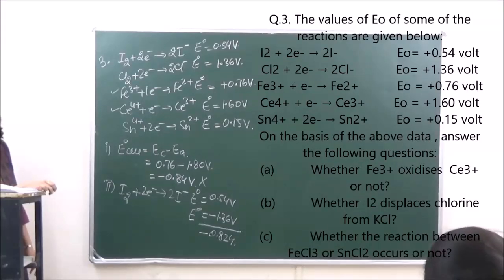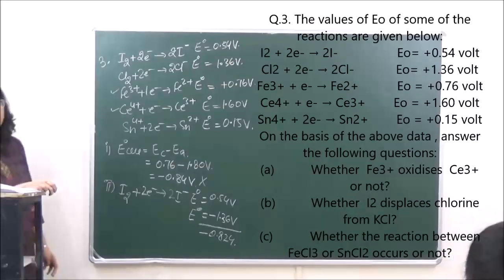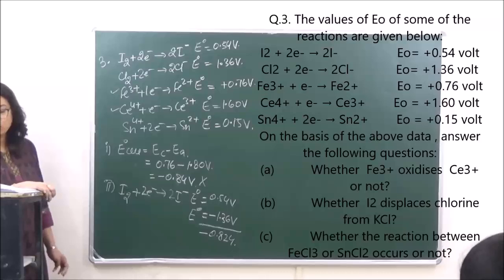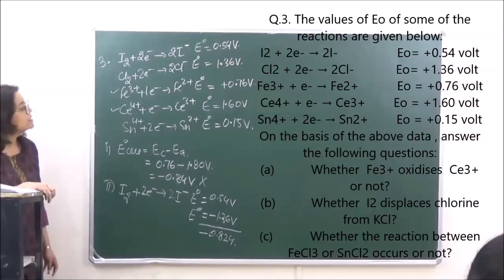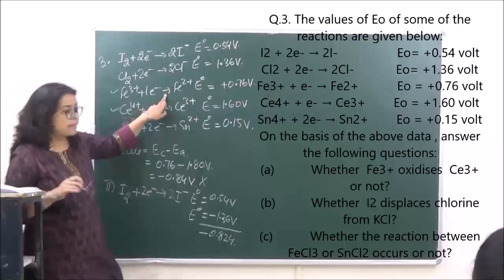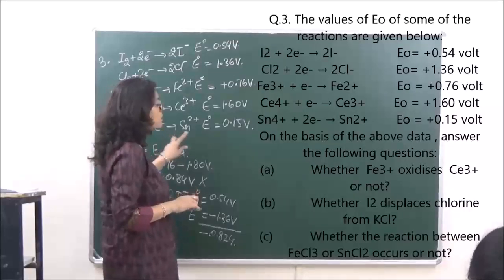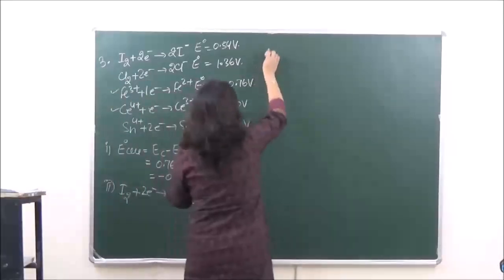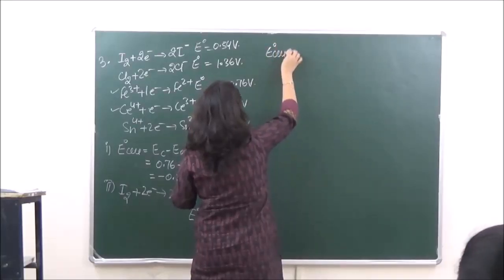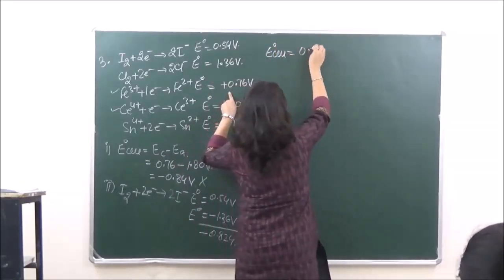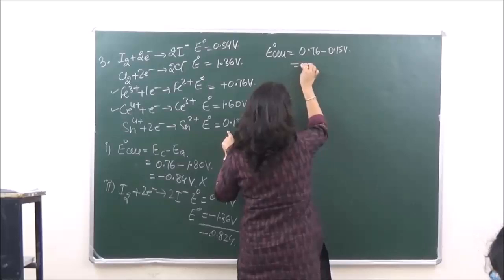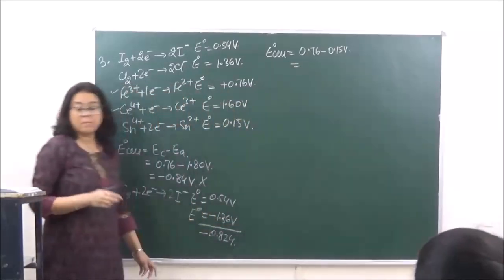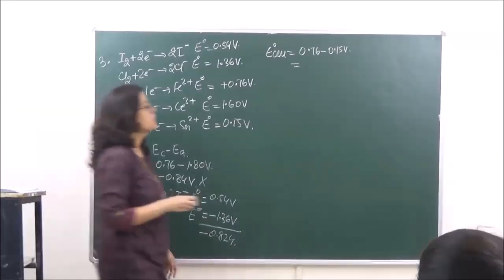Then the last one is whether the reaction between FeCl3 and SnCl2 occurs or not. Now when we are talking of Fe3+, the value of Fe3+ given to us is 0.76. And the value of Sn given to us is 0.15. So what is going to be the E naught over here? That is going to be equal to 0.76 minus 0.15, which, when calculated, comes as a positive value of 0.61.